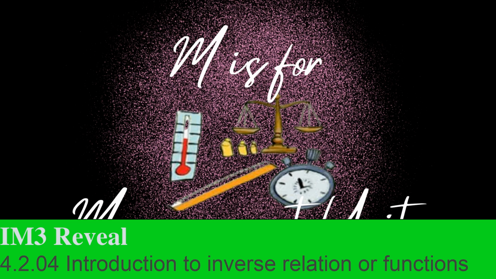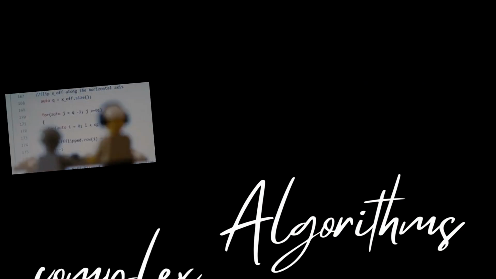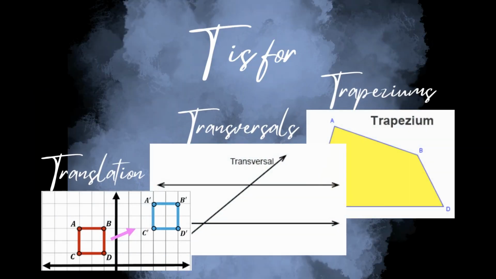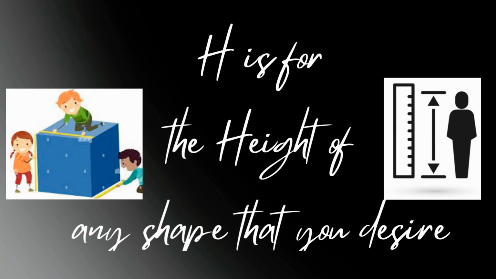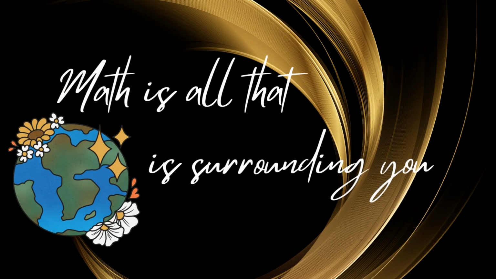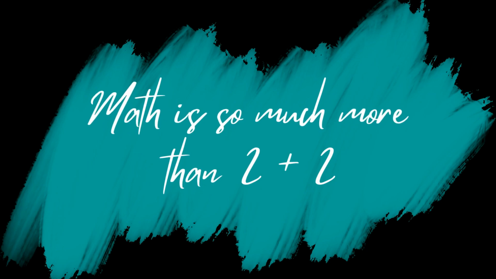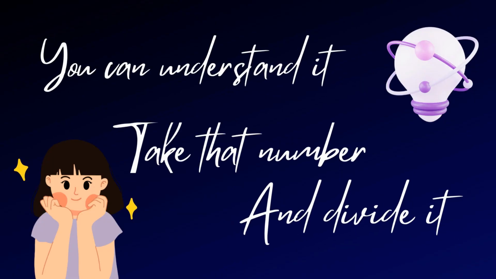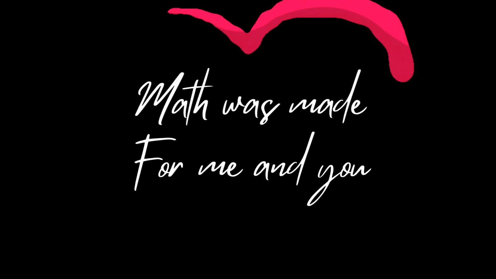M is for measurement units. A is for complex algorithms. T is for translations, transversals, and trapeziums. H is for the height of any shape that you desire. And math is all that is surrounding you. Math is so much more than 2 + 2. You can understand it. Take that number and divide it. Math was made for me.